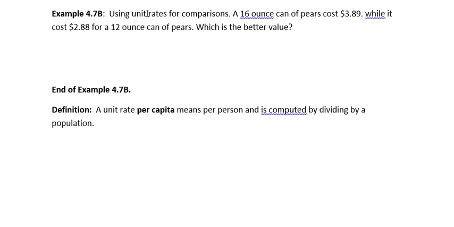So here are unit rates for comparison, right? They're good to compare. I've got a 16-ounce can of pears for that much money, while it costs $2.88 for a 12-ounce can of pears. What's the better value? The better value is not always the one that comes with the most. Actually, stores will trick you, and the more is not necessarily the better price. So I would press pause and think about it, and I'll put up the answer.